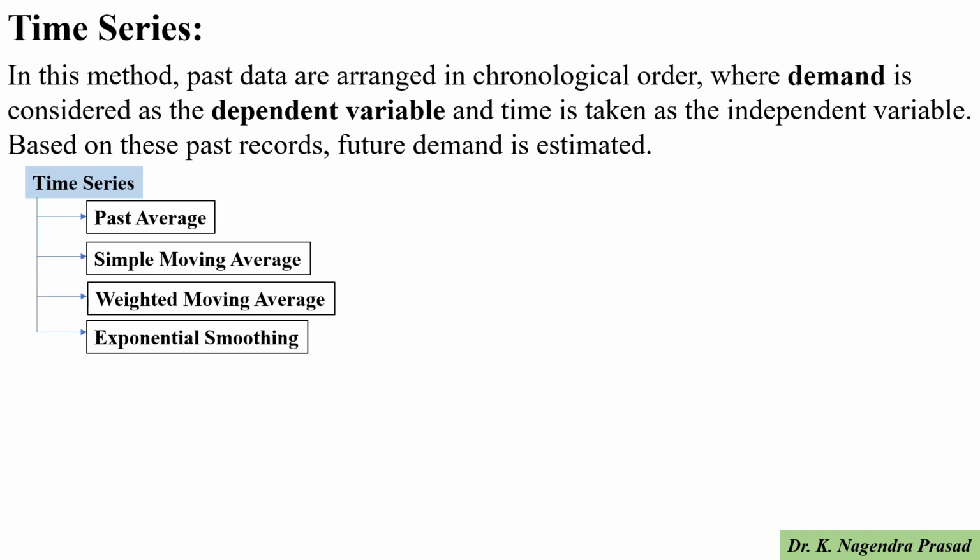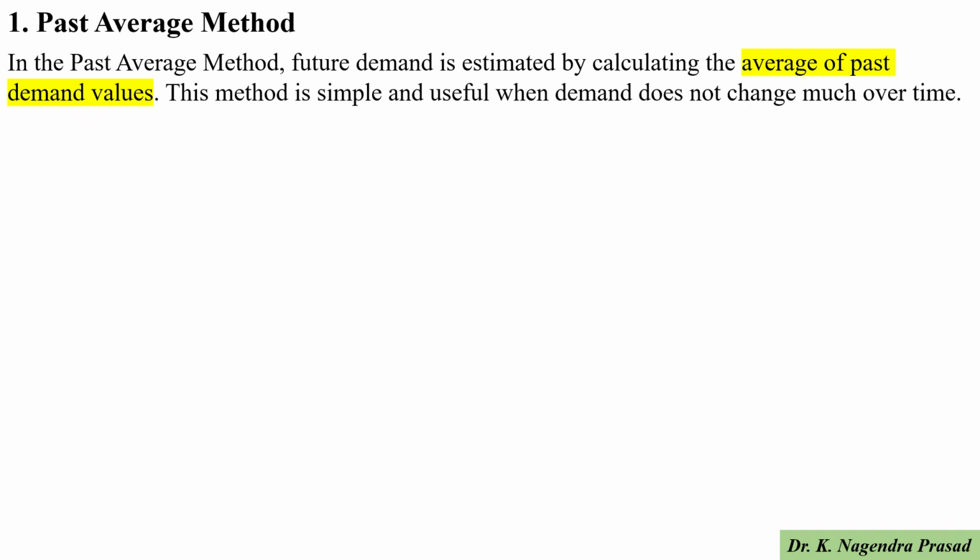In time series methods, we have four subclassified methods. First one is the past average. Second one is simple moving average. Third one is weighted moving average. And fourth one is the exponential smoothing. First, we will discuss the past average method.